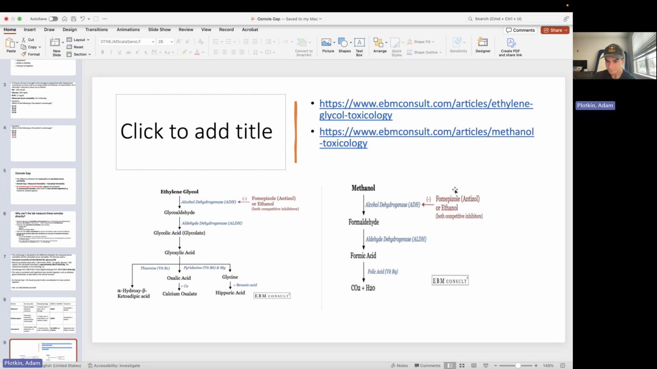Same thing with methanol. We run through the same exact pathway and we end up making formic acid. Fomepizole and ethanol both inhibit alcohol dehydrogenase. We can no longer make the toxic formic acid that will damage the optic nerve.